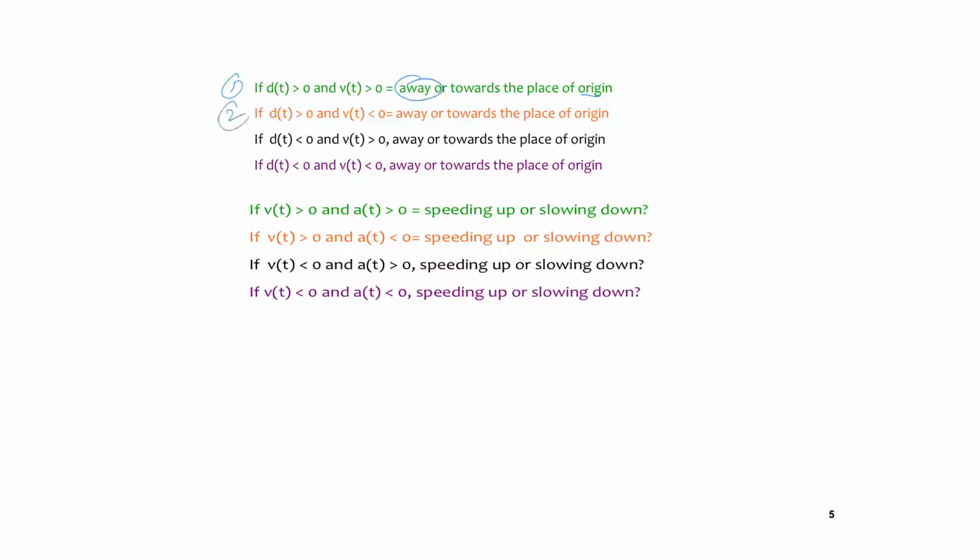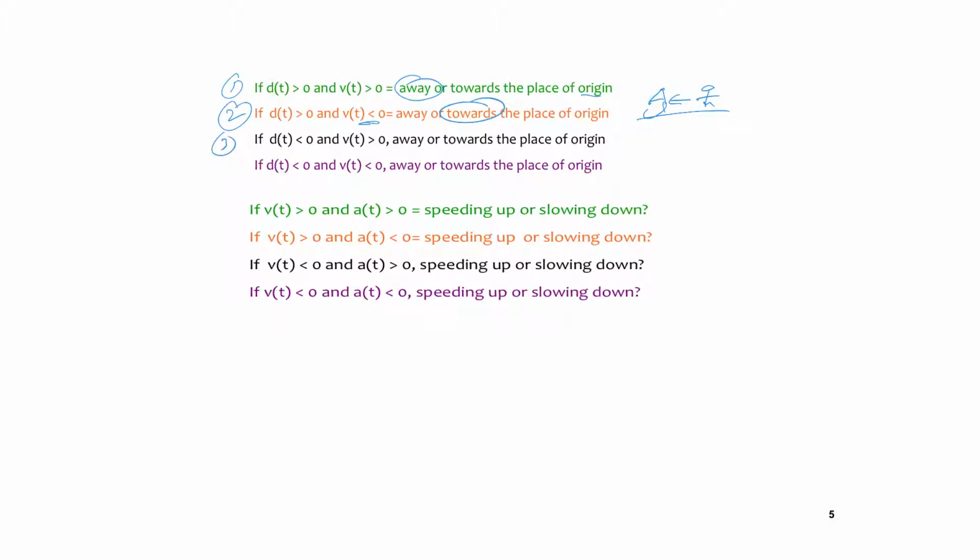Number 2. If they're opposite signs, what that means is you are to the right. So imagine you have a house and you are to the right. But you are moving in which direction? You're moving to the left. So that means you're moving towards the house, so towards.